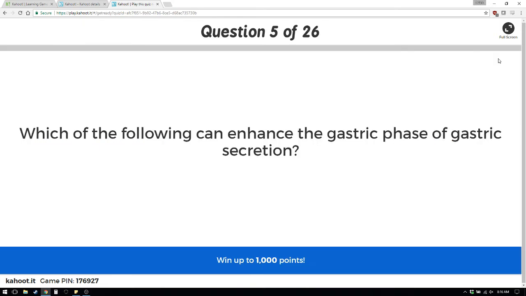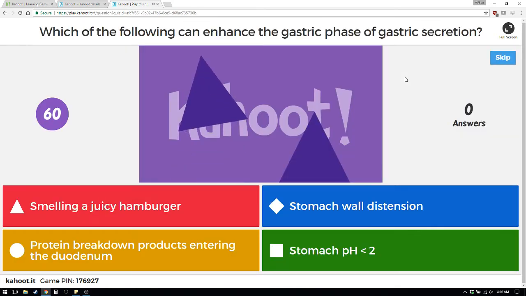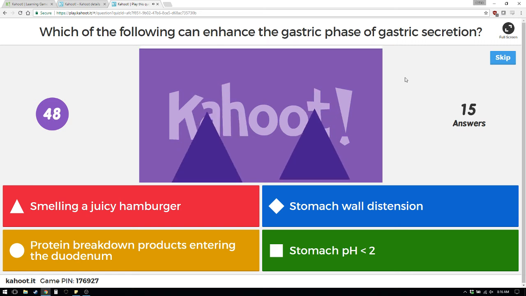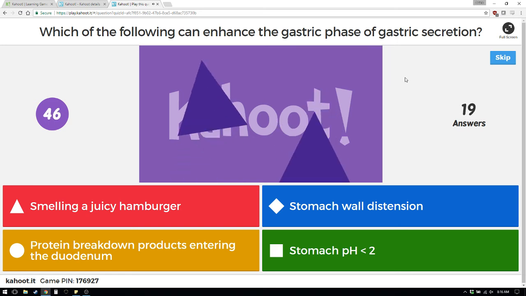Okay. Which of the following can enhance the gastric phase of gastric secretion? So we have multiple phases here. So we're enhancing the gastric phase. Or maybe you're smelling juicy Burger King fries over McDonald's fries or whatever it might be.